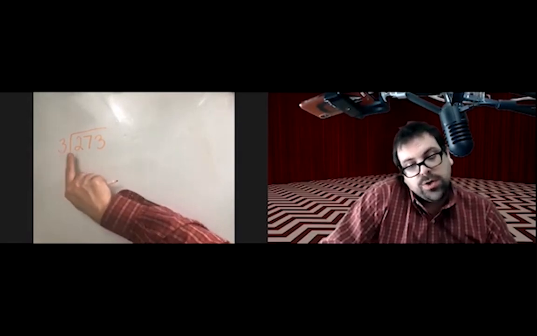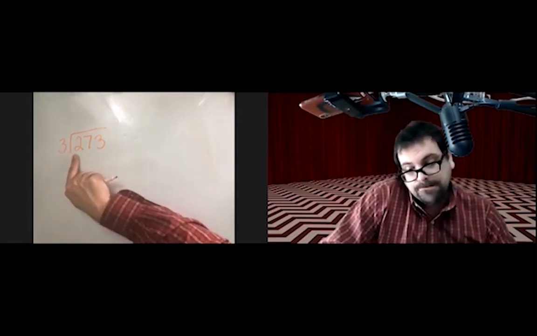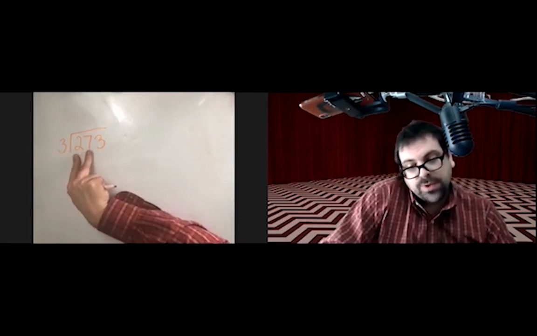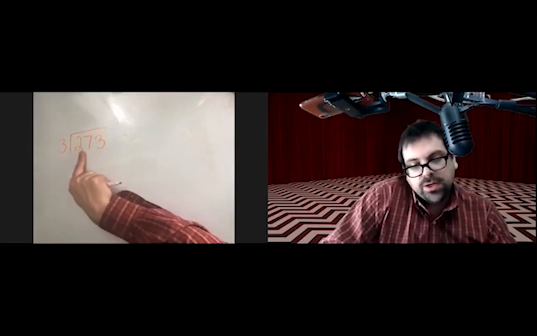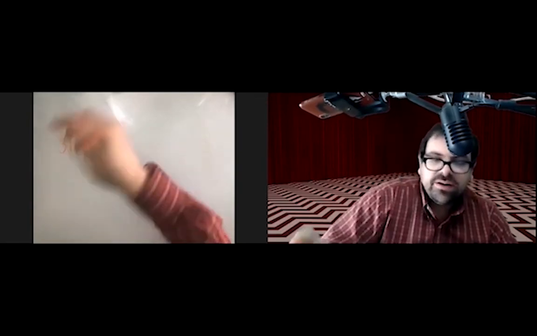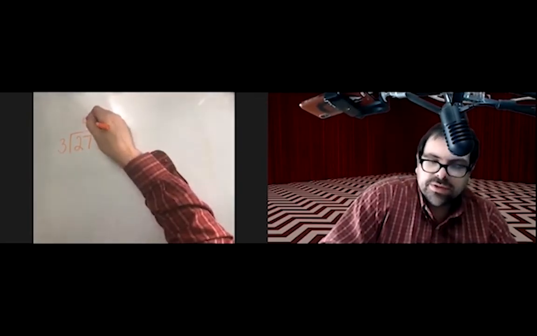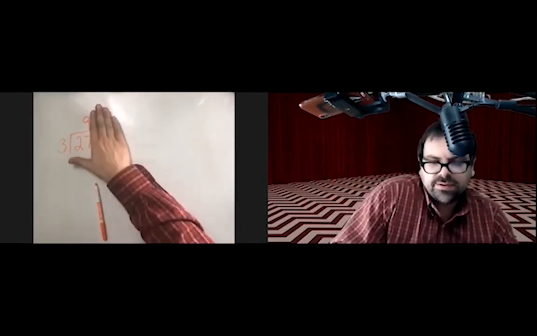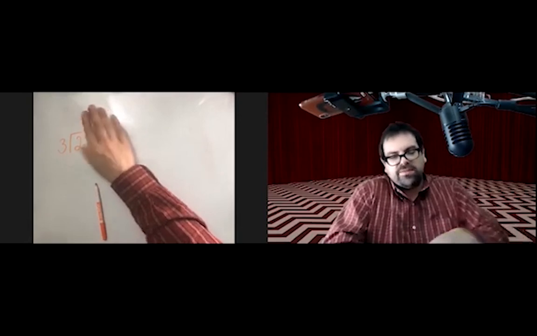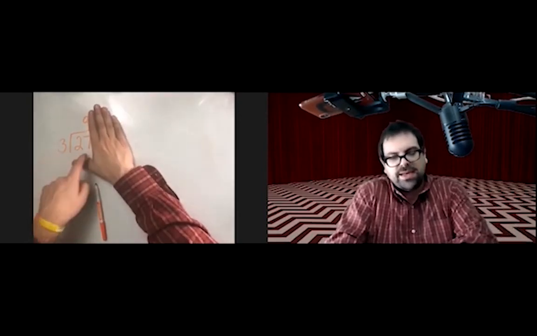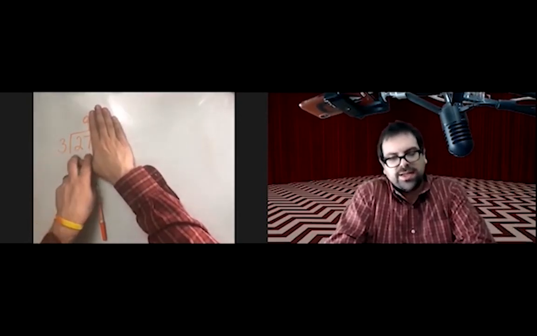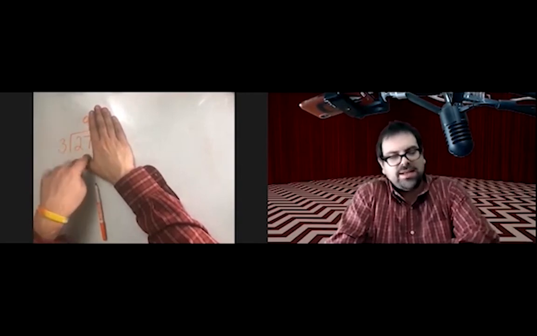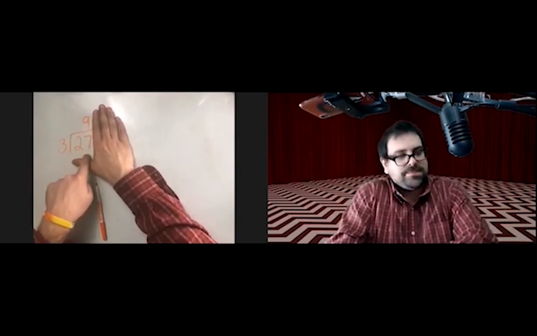Three would not go into 2, so we expand. 3 goes into 27 9 times. So we put the 9 above the 7 because that's where we are in terms of dividing. We haven't brought the 3 into it yet, but we had to go to the 27. So the 9 ends where the 27 ends.